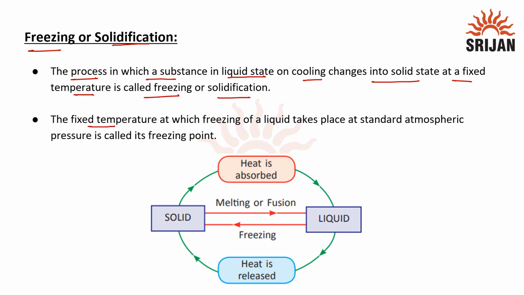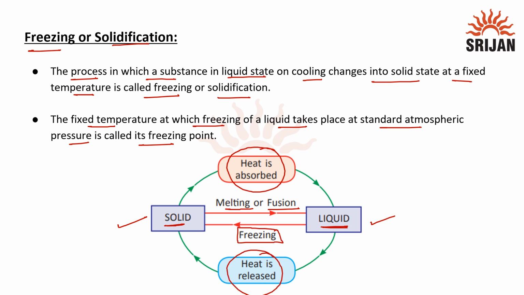The fixed temperature at which freezing of liquid takes place at standard atmospheric pressure is called its freezing point. So here we can observe that solid is getting converted into liquid by melting or fusion, and in this process heat is absorbed, and if we perform the opposite process we can convert liquid into solid by the process called freezing, and in this process heat will be released.